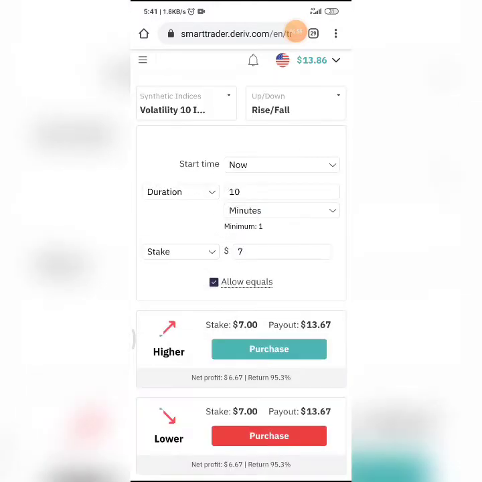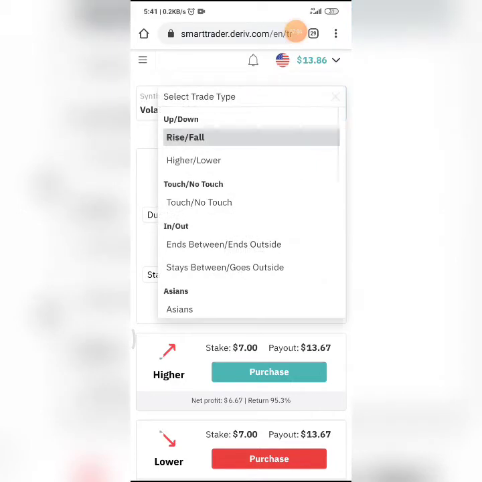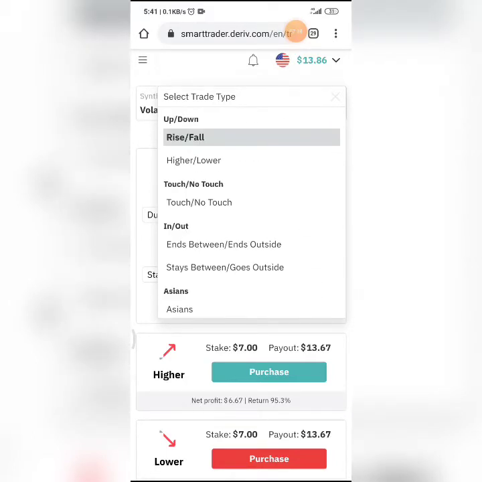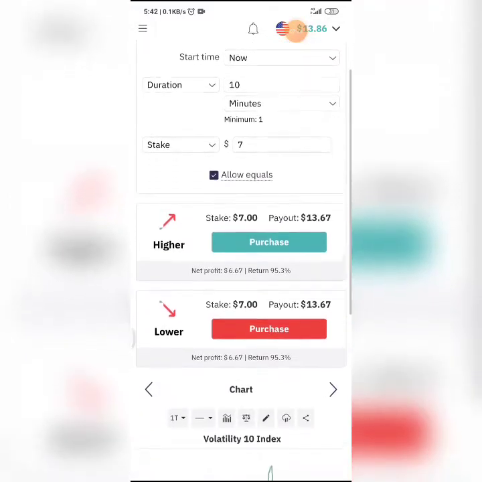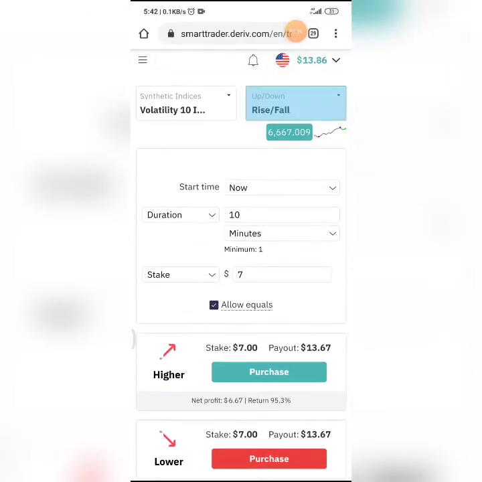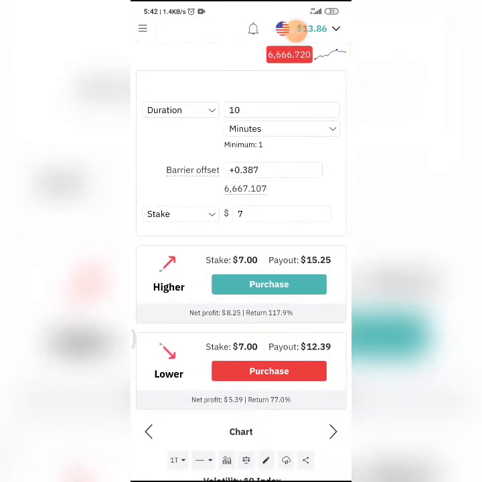So I just select that, and this is the contracts where you set the terms. You can come over here. There's a rise stroke fall, there's a higher and lower, and there's a touch, no touch, and there are other markets over there, even down here. But we are looking at rise stroke fall. Now rise stroke fall, as you can see, gives you a payout of up to 95.3% on either option that you choose.